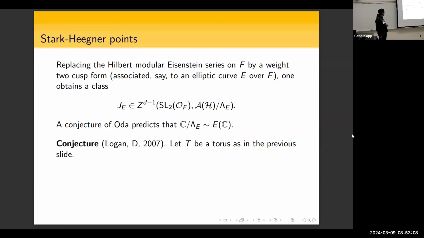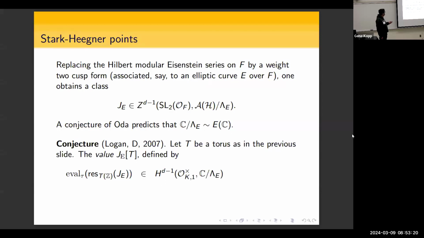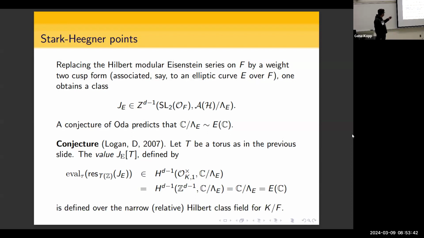And so then it was very natural to conjecture, and I made this conjecture with Adam Logan, and we tested it numerically in a number of examples, that if T is a torus, as in the previous slide, now we can look at the value of this elliptic cocycle at T, and we obtain now an element in HD-1 with values in C modulo lambda E, which is identified with E of C. So you get in this way a complex point on the elliptic curve over F, and so this would seem to be playing the role of a kind of modular parametrization. And indeed, we conjectured that the resulting complex point was actually algebraic and defined over some narrow relative Hilbert class field for K over F.